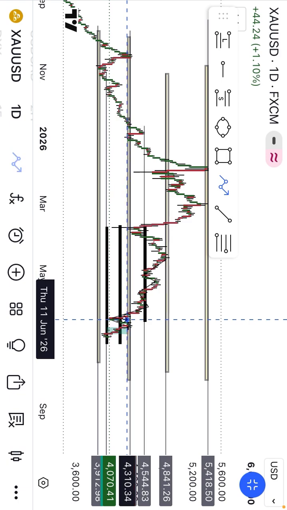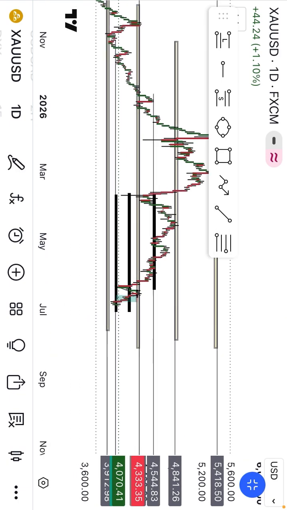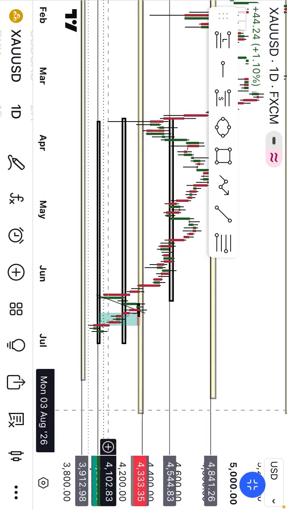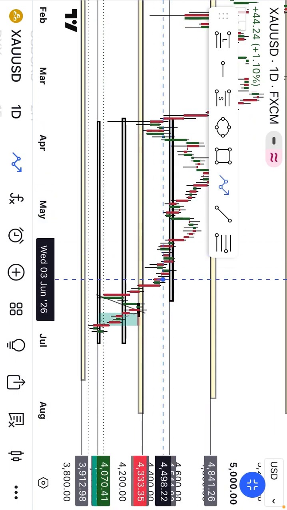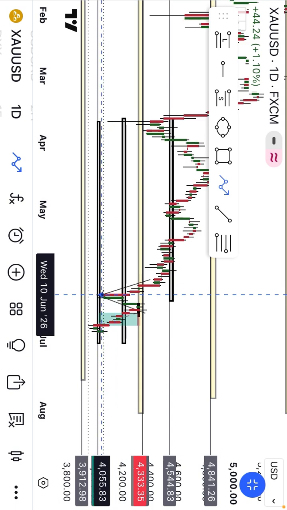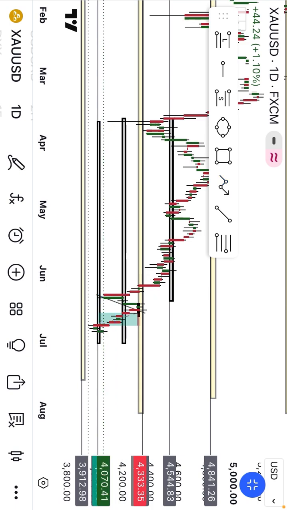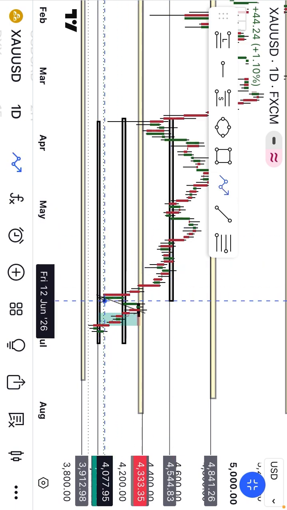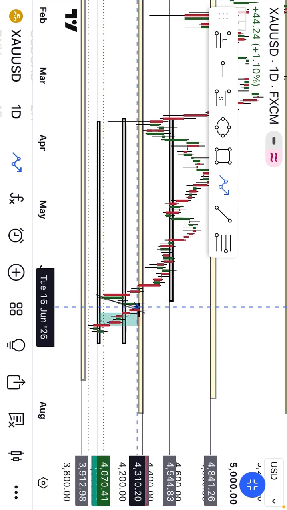4,300. I was expecting us to have a continuation, since what I trade is ICC. It's all about having an indication, and this was the indication that happened right here. Immediately we had this indication, what I was waiting for was a continuation. So the continuation happened and we came back into 4,300.